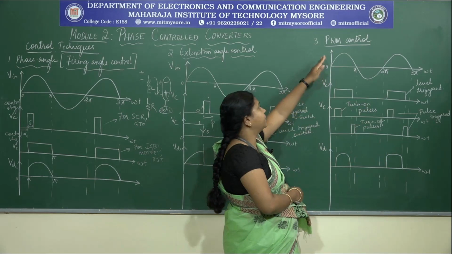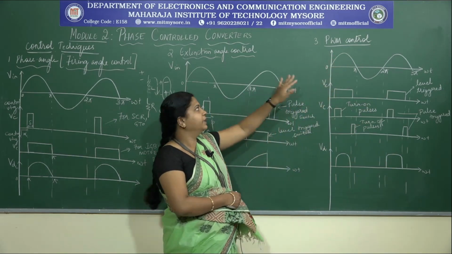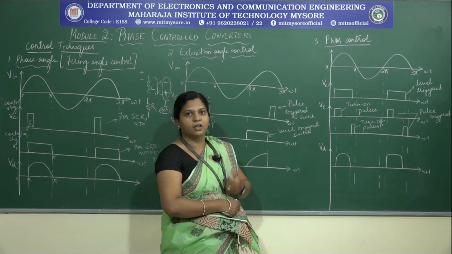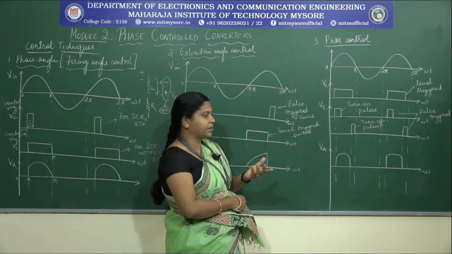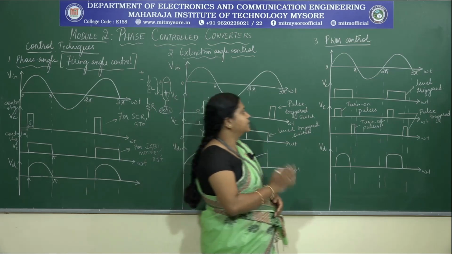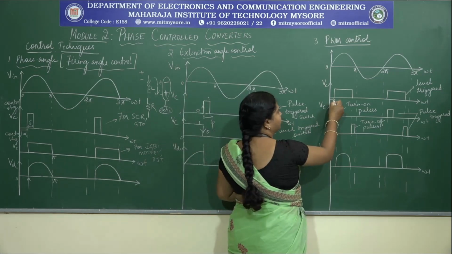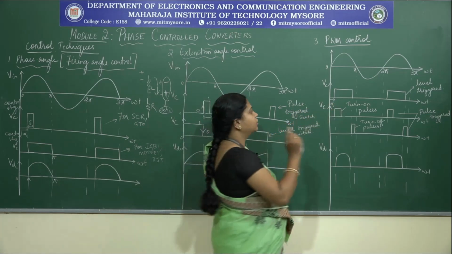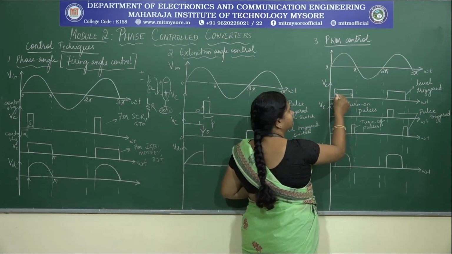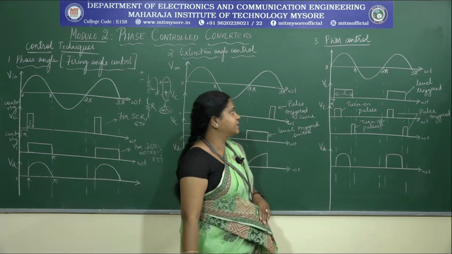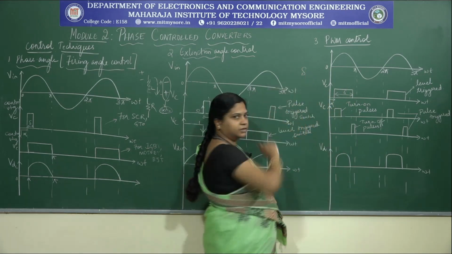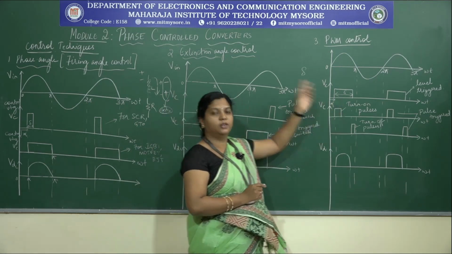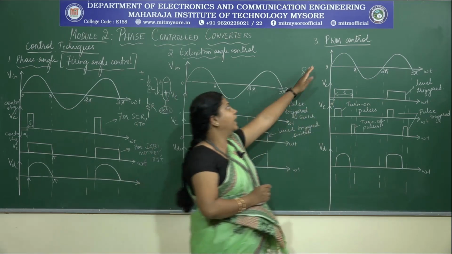Then the next type is PWM. PWM means pulse width modulation controlling action. Here the pulse depends on the value of alpha, the firing angle, as well as the width of the pulse, delta. Let us say delta is the pulse width.